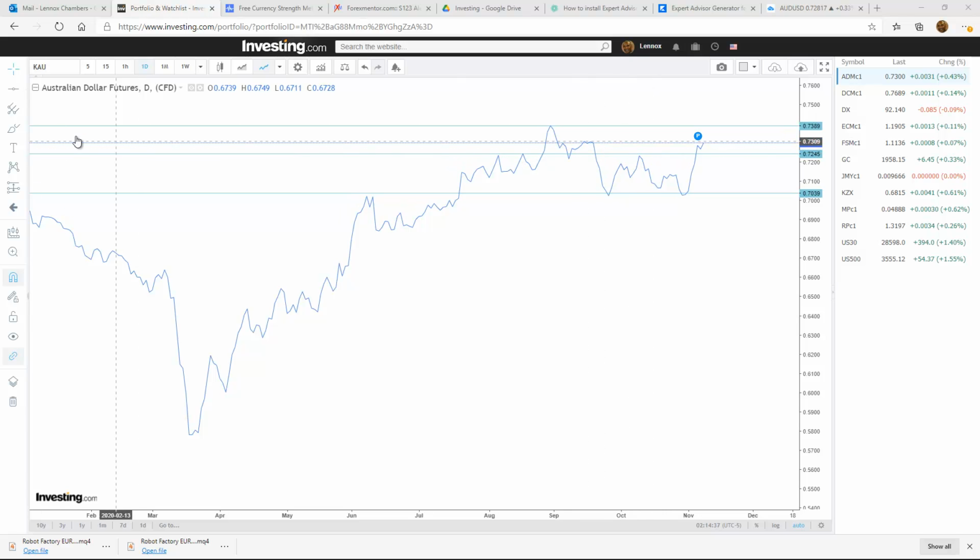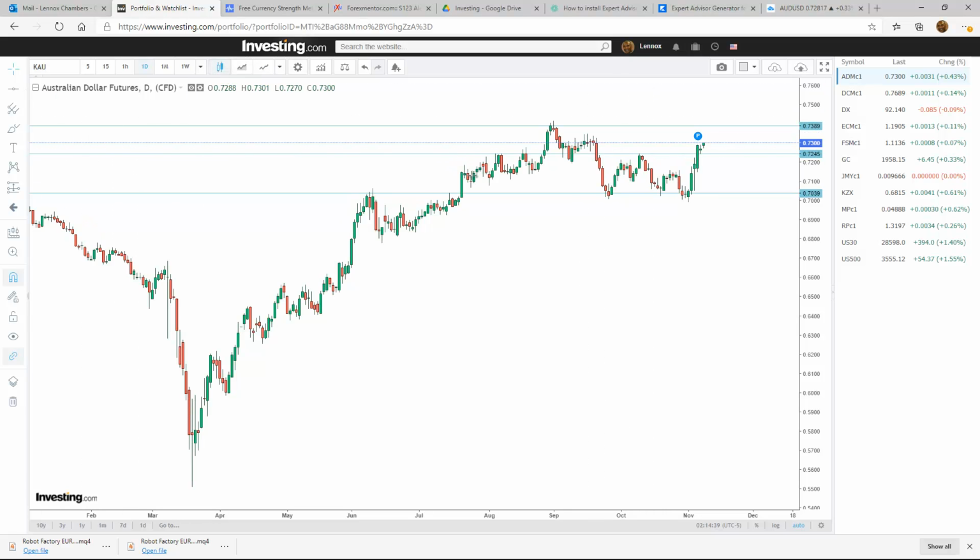So I'm going to switch now to the candles, and as you can see, we came off this support area here, and the trajectory is definitely to the upside for the Australian dollar, looking very strong. Next area of resistance is here, and we could get a little pullback before we go, or it could just continue going at this point. So pretty strong for the Australian dollar.